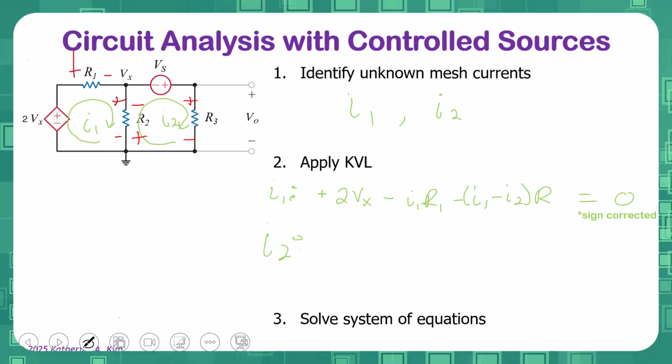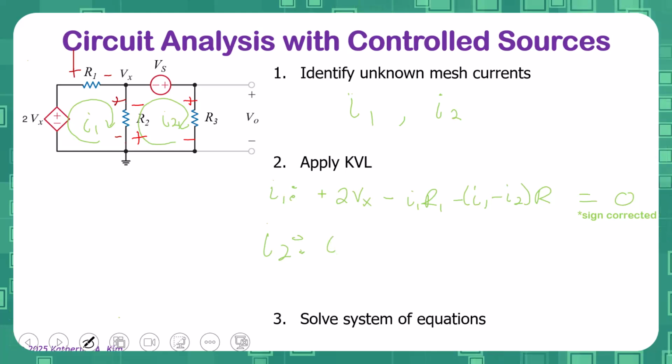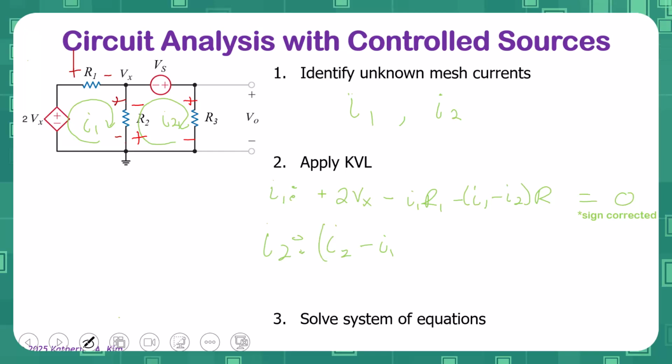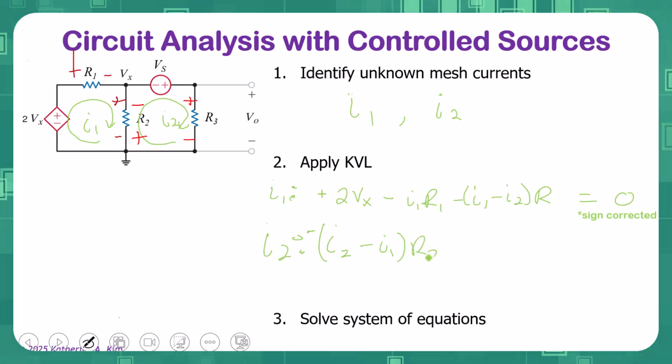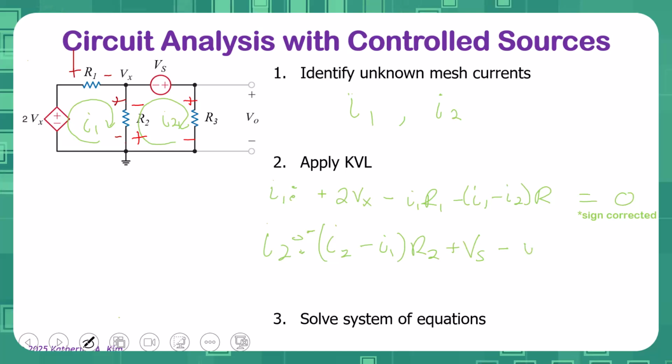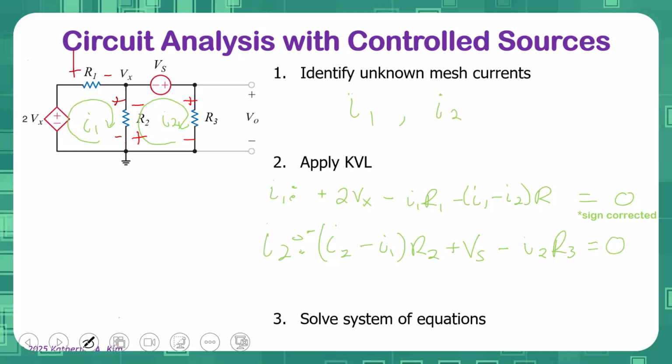And let's just write the next one. So then we have I2, and this is actually plus, so it's I2 minus I1. Oh, sorry, in this loop it's going down, so it's going to be negative here, and then that times R2. And then we have a plus Vs, the source, and then a minus I2 R3. All right, so that's great.